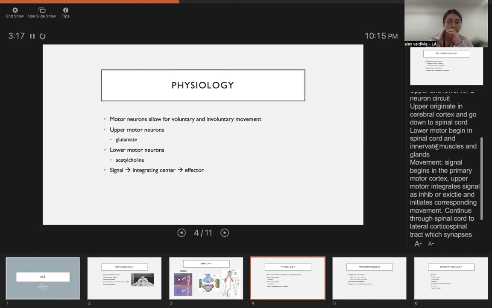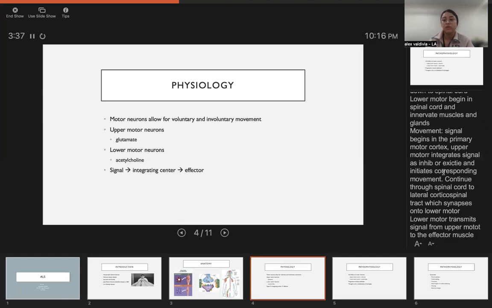So the movement of the signal: the signal begins in the primary motor cortex. The upper motor neuron integrates a signal as either inhibitory or excitatory and initiates the corresponding movements. It continues down to the spinal cord into the lateral corticospinal tract, which synapses onto the lower motor neurons. The lower motor neuron then transmits the signal from the upper motor neurons to the effector muscle.